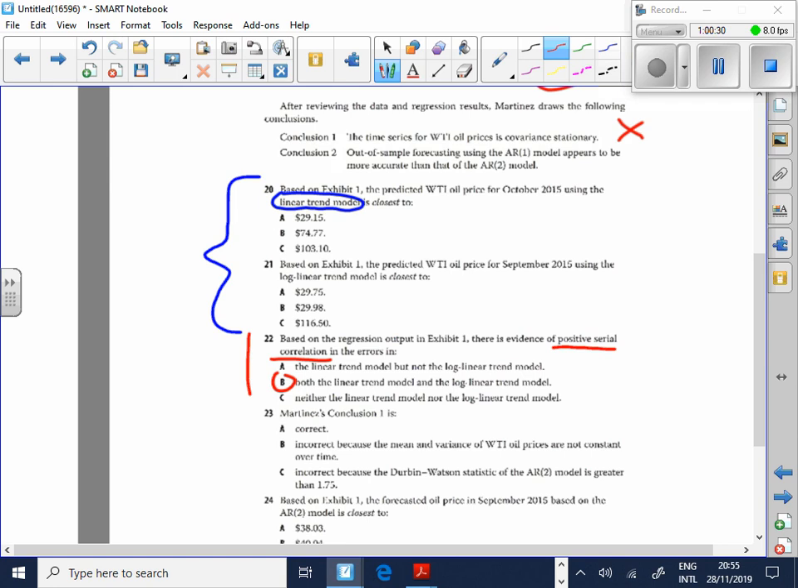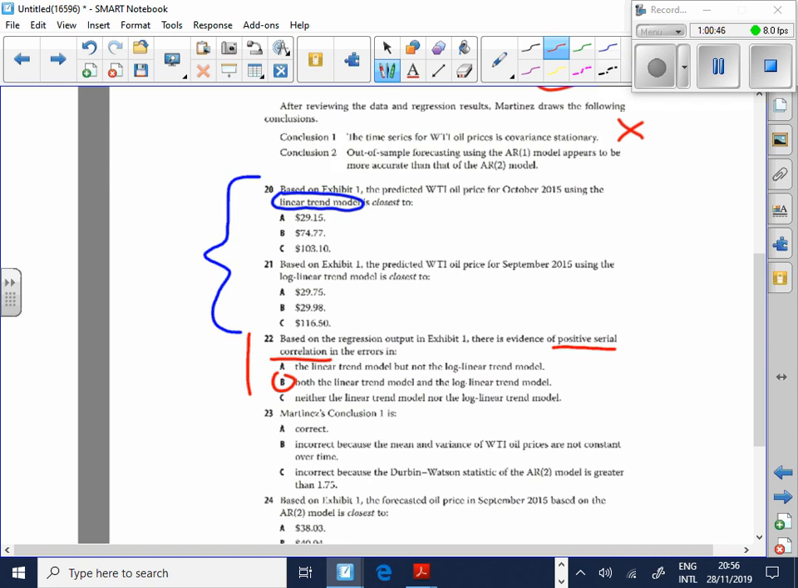Your free mark, guys. Number 23. Who wants the free mark? Everyone wants a free mark. It's Black Friday. It's free. 100% off this one. Martinez's conclusion number 1 is correct or incorrect?